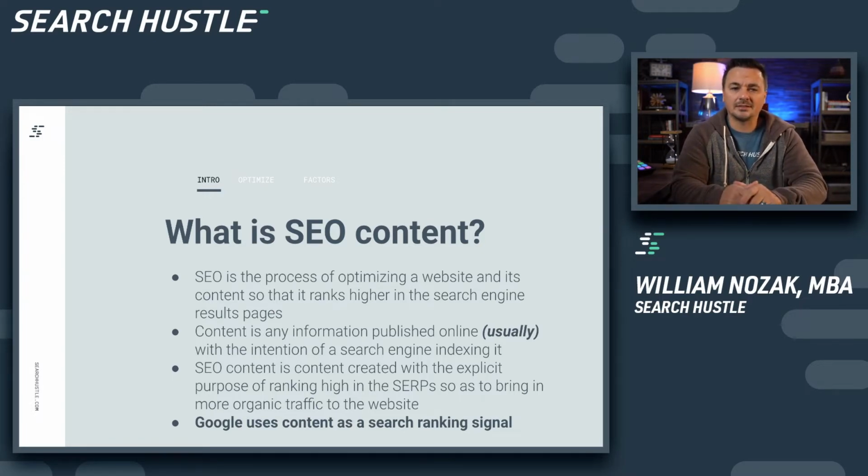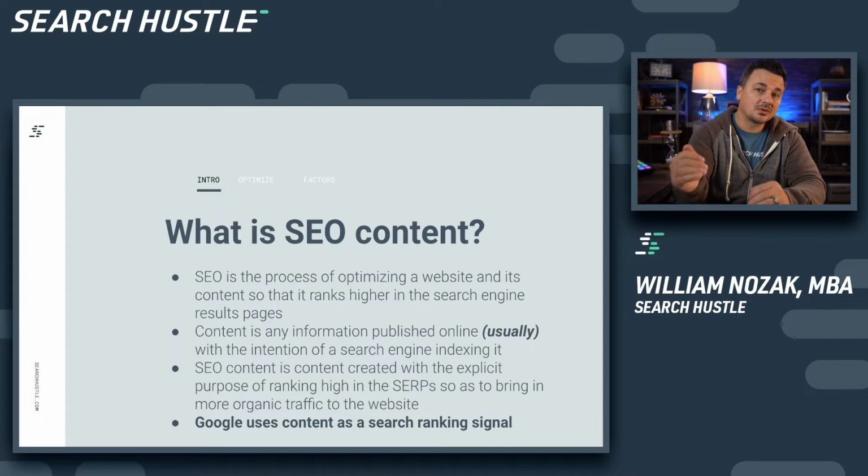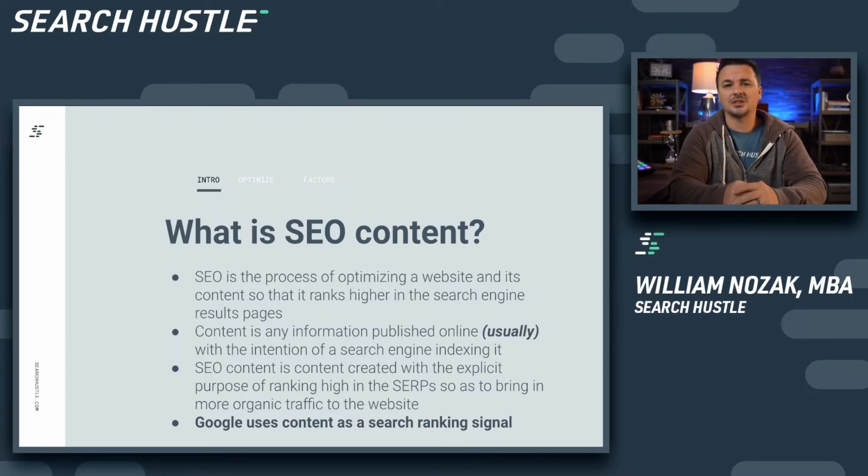Google uses content as a search ranking signal. The more content pages you have that are appropriate to the theme of your website, and the more content you have on those pages that are specific to that keyword cloud, and then even more importantly, to what the user's intent is, the better chance you have of ranking a page and a website in local and national search.